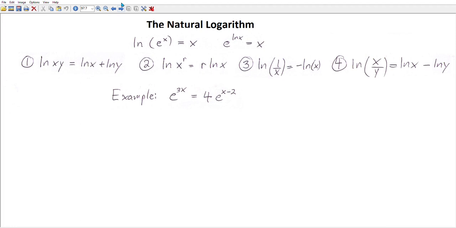Finally, let's take a look at an equation involving e to the x. And now these things are actually somewhat easier because e to the log x is x, and we're not actually going to even have to use this law. So we take the log of both sides. Log of e to the 3x equals log of 4 e to the x minus 2. Okay. The log of e to a power is that power, so that side is just 3x.